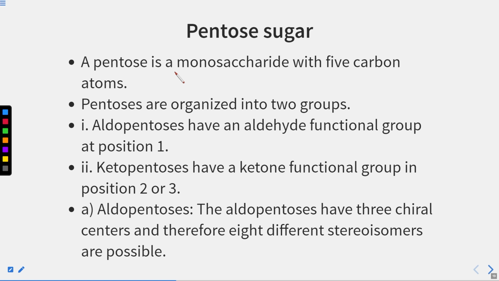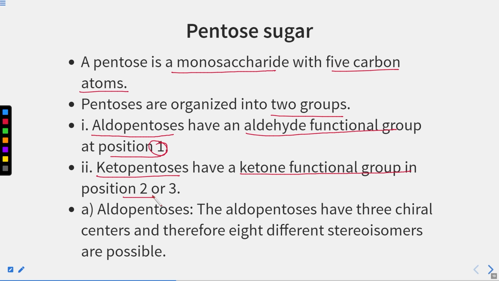A pentose is a monosaccharide with 5 carbon atoms, and pentoses are organized in 2 groups. The one is the aldopentoses. They have an aldehyde functional group at position number 1. And ketopentoses have a ketone functional group at position either 2 or 3. So ketopentoses have ketone as a functional group, and aldopentoses have aldehyde.